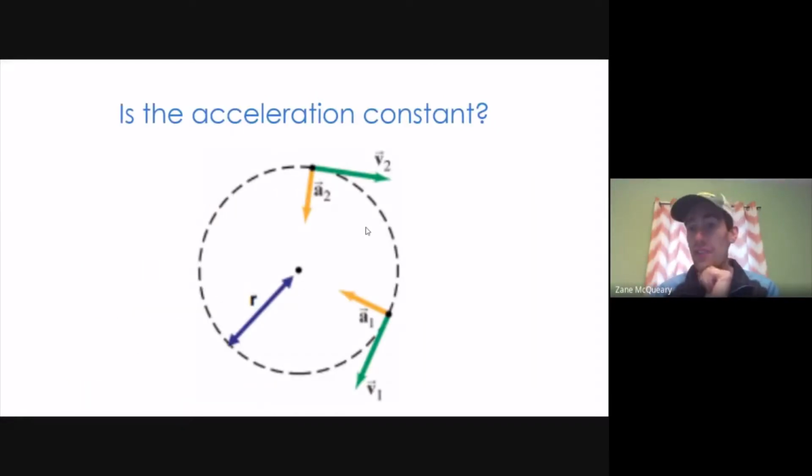So is our acceleration constant? We said that velocity was not constant because direction changed. Acceleration has a magnitude and direction because it's a vector quantity. And even though the magnitude might be remaining constant, the direction certainly isn't. So no, the acceleration is not constant.